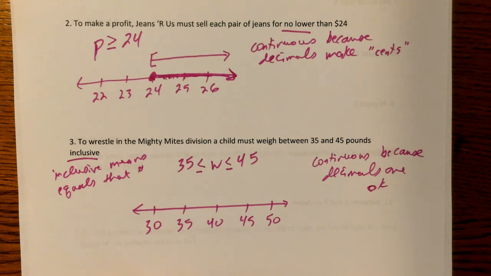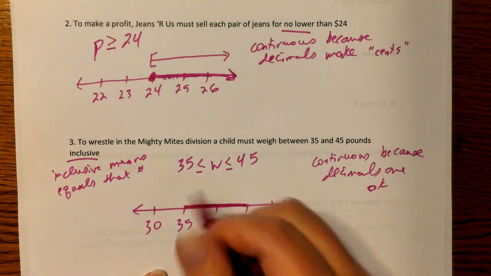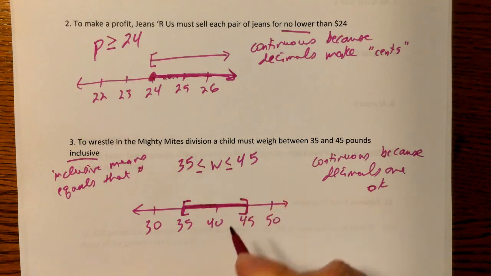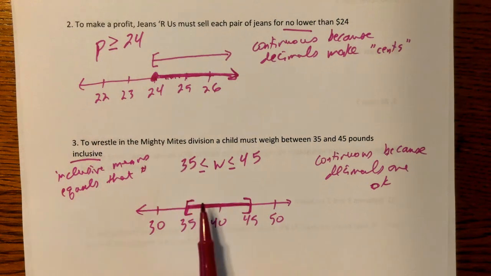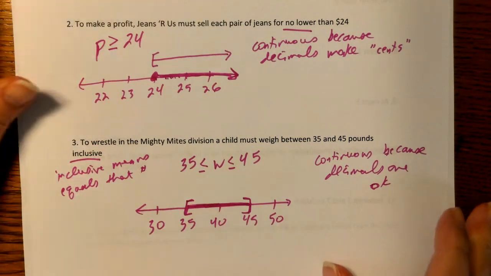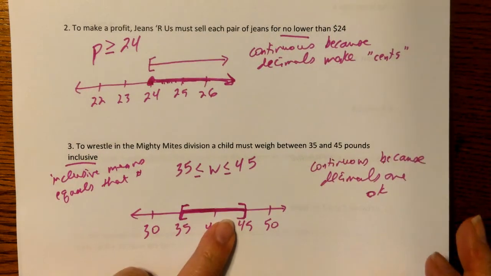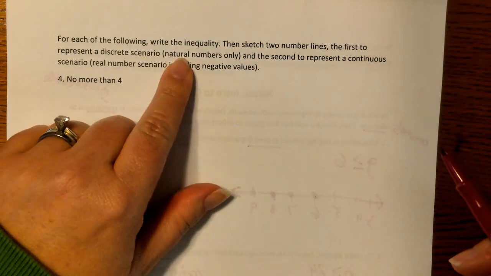A decimal's okay. So that means I'm coloring not just the whole numbers, but I'm shading the whole line in between 35 and 45. And I'm going to put the squared off brackets because it does have the equal to on those numbers. If you use solid dots instead of the squared off brackets, that would be fine. Okay? My math lab uses the squared off brackets. That's why I do that.